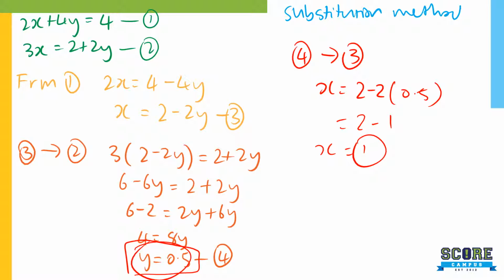Remember, what are you doing here? You are letting x be something from one of the equations, and then you are subbing it into the other equation so that you get one equation with one variable only. Now let's go on to the elimination method.